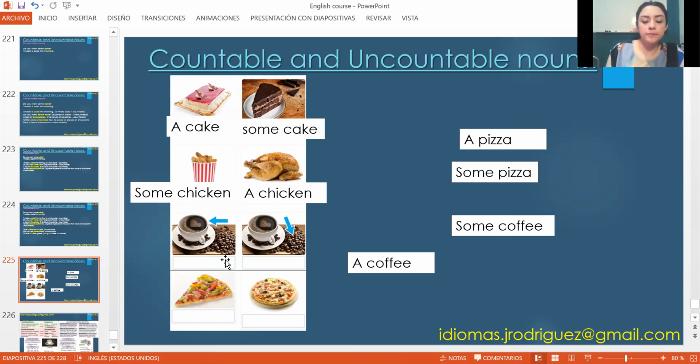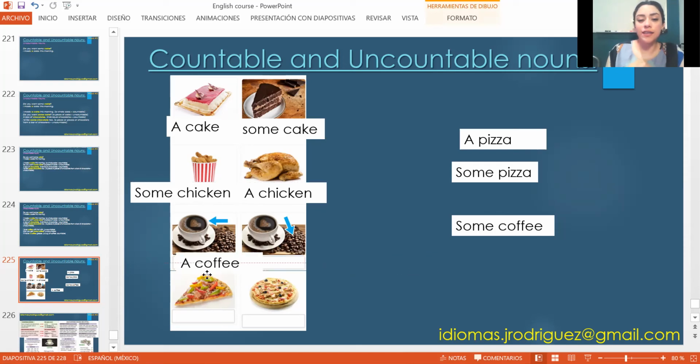Then, here, I'm making reference to the cup. Me refiero a la taza. Ok, la flecha me señala a la taza. That will be a coffee. Un café. Do you like to go for a coffee? ¿Te gustaría ir por un café?